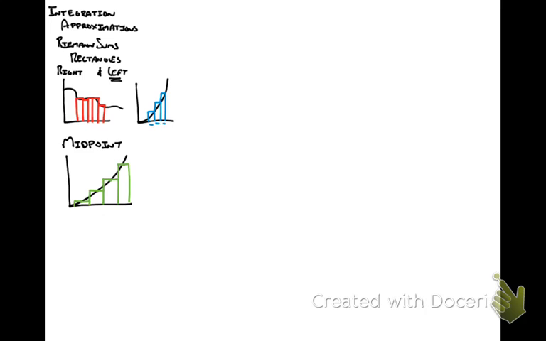And you can see the midpoint is good because you might have an overestimate on one side and an underestimate on the other side, and those areas and lack of areas would cancel one another out. So that's the principle behind the midpoint approximation.